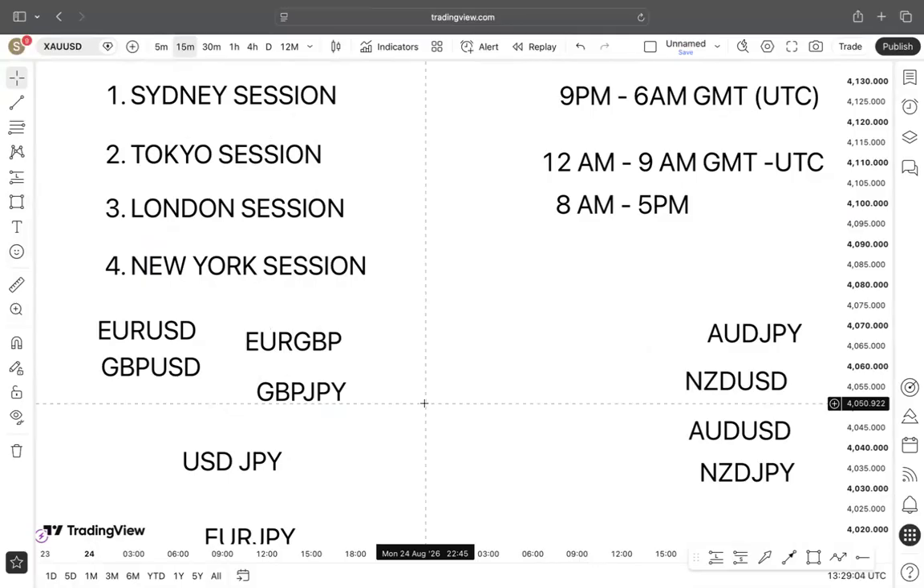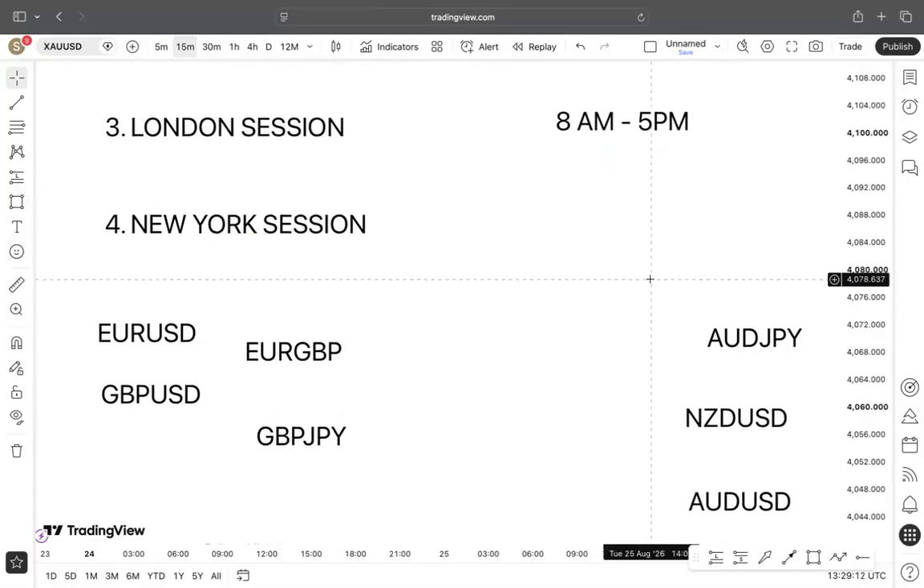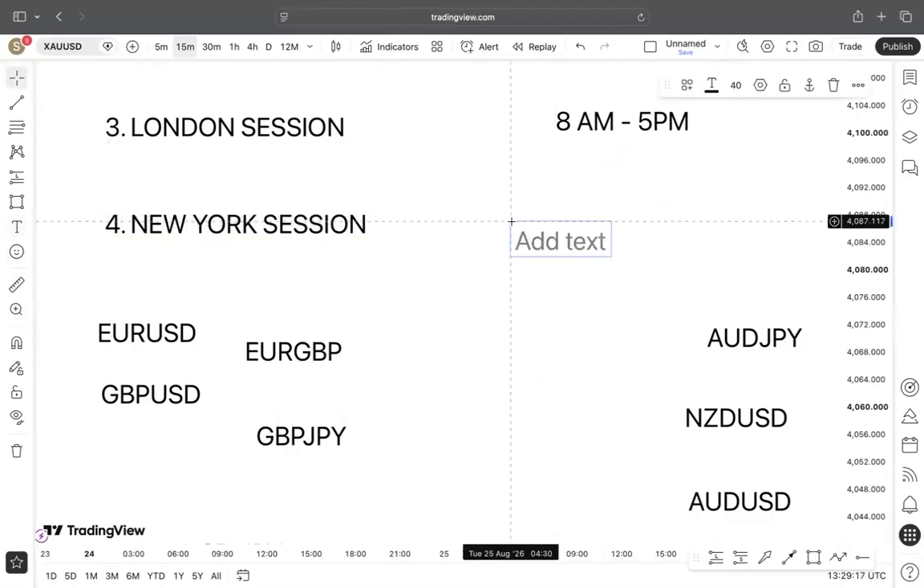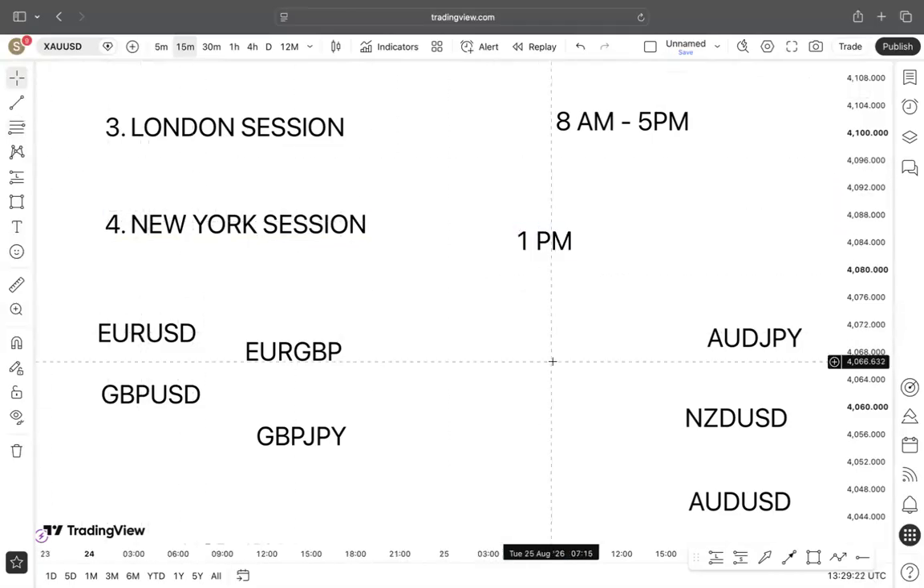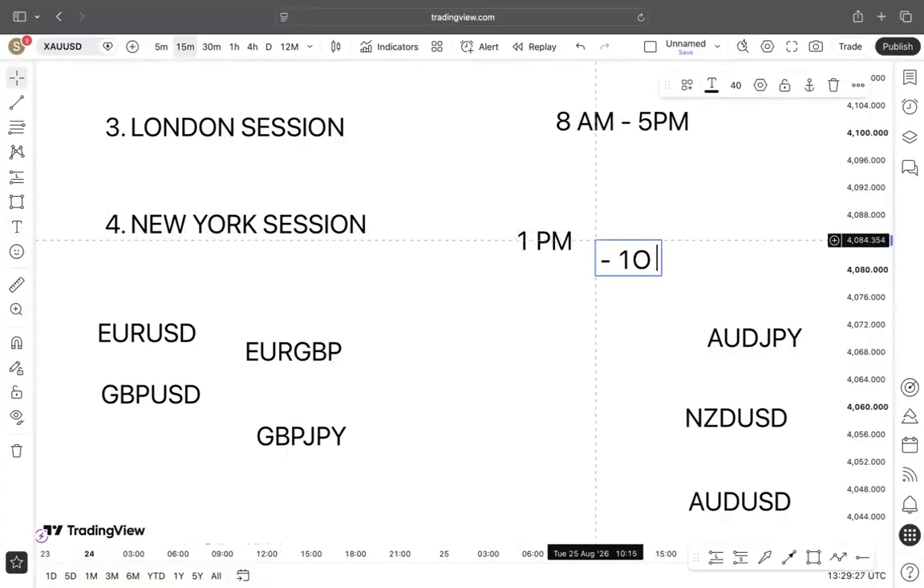All right. The next session is the New York session, and the New York session is the fourth major trading session. It operates from 1 p.m. to 10 p.m., sorry, 10 p.m., not 10 a.m. Like I said, GMT, UTC. And it overlaps with the London session for a good 4 hours.